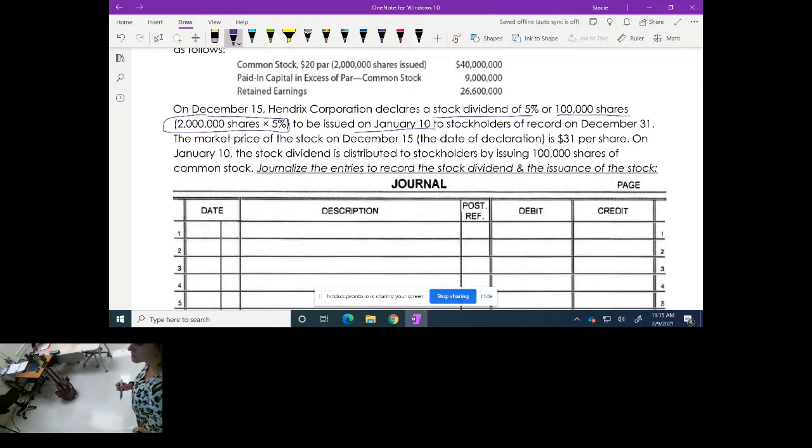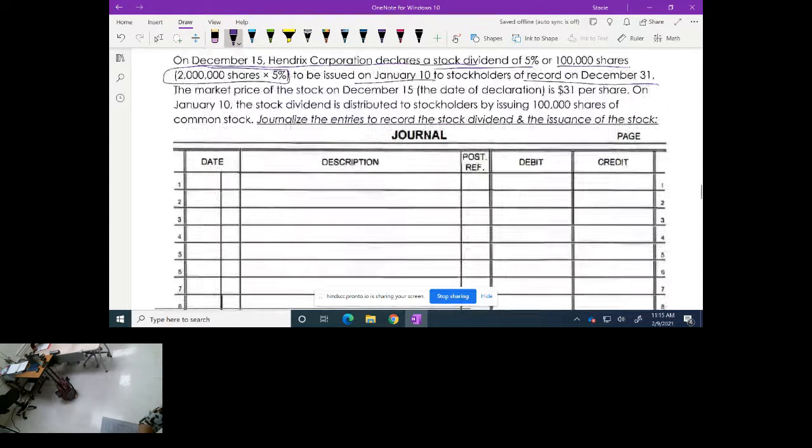Let's see. The 15th is our date of declaration, because they're saying on the 15th they declare a stock dividend. All right, and then to stockholders of record on the 31st. So there's your date of record. So you need to be able to pick all these things out. All right, this one's a little more fun.